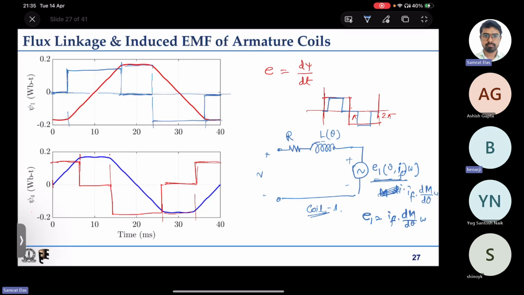So if this V is higher than E, then current will flow this way, and if it is opposite, then current will flow this way. That is all. Then the expression for this modeling is R into the current flowing through that particular coil, whereas E1 is just a function of field winding current. So this is L into di dt, where I should name this IA. So this is L into dIA/dt plus E1, where E1 is this quantity.